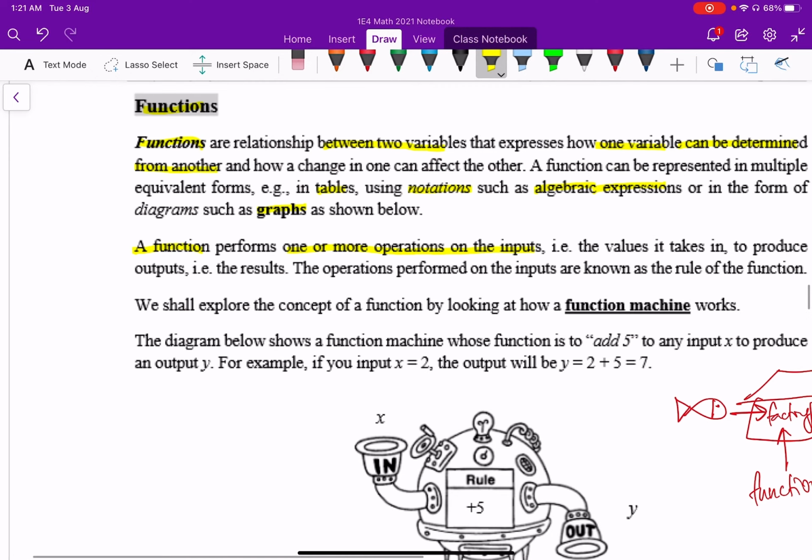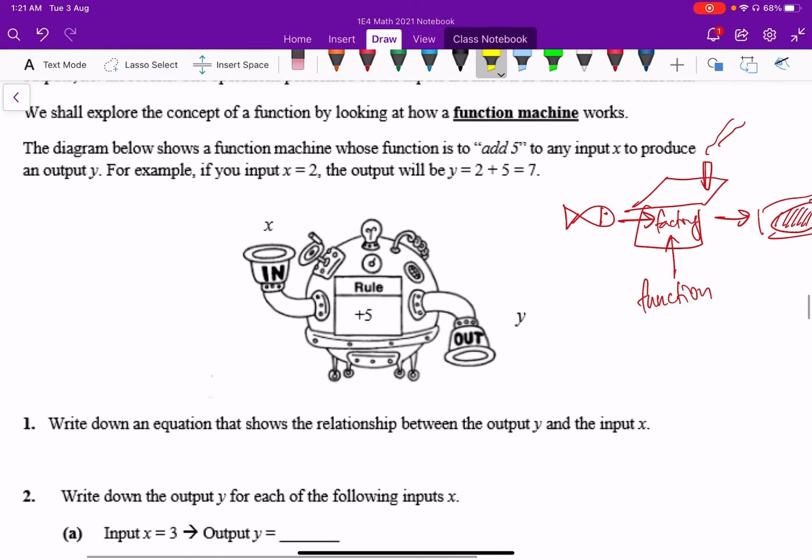So how this works is by looking at this. If you put in an x value, and I say that I want to plus 5, and I get my y, then it means that if I put a 2 in, it will come out as a 7 because I go and plus 5 to it. Understand? This function machine is what you do to it. It can be anything. In this function, it is plus 5, but it is not always the case.